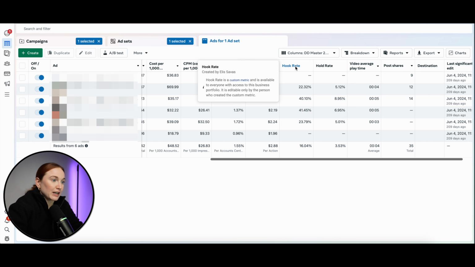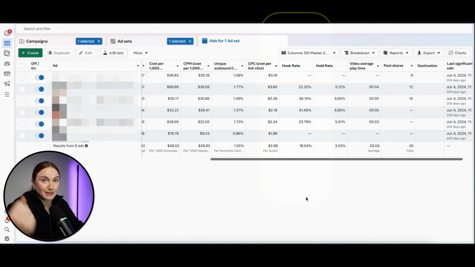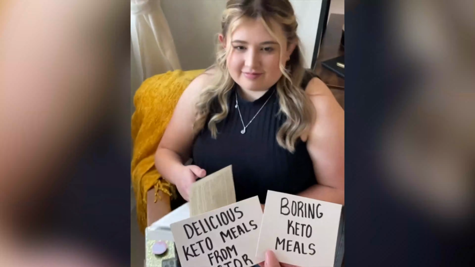Then after that, we're going to have the hook rate. Now, this is actually something that is not already inside of Ads Manager. You actually have to add this as a custom metric. I am going to show you the exact formula for that later on in this video. But essentially what the hook rate shows us is, hey, when looking at video creative only, what percentage of people actually watched the first 3 seconds of that video? Now, this can really help show if you are targeting the right people by using the right type of messaging and creative and visuals inside of the first 3 seconds of your video ads.